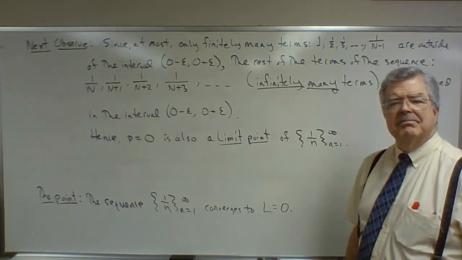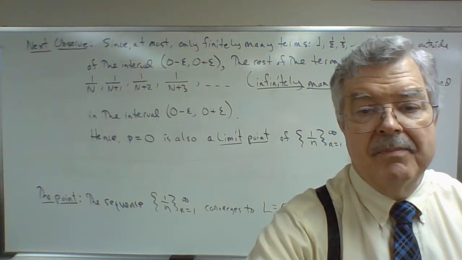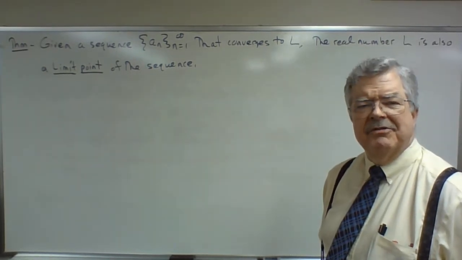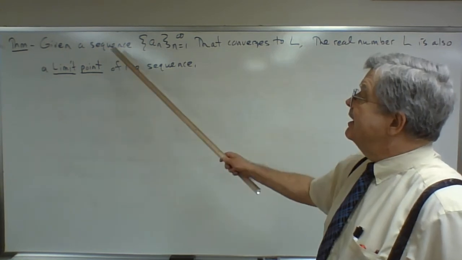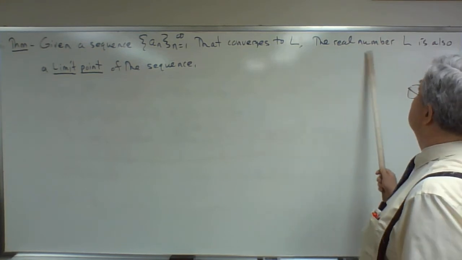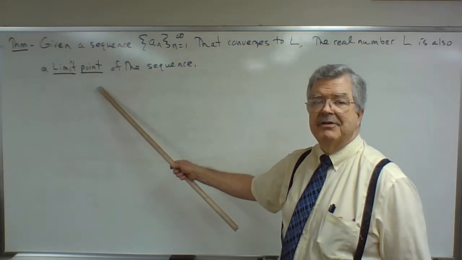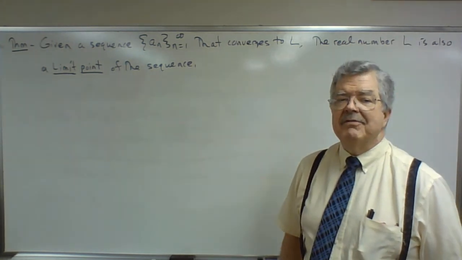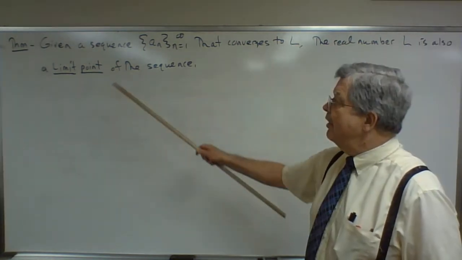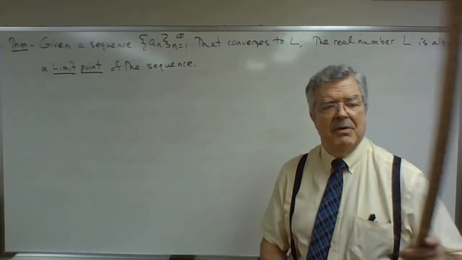And in just a minute, I will state that in general terms. Here's a statement that generalizes the result that we just observed. Given a sequence a sub n that converges to a limit L, the real number L is also a limit point of the sequence. So every convergent sequence converges to its limit L, and that limit L is also a limit point of the sequence. And we'll establish that quickly.